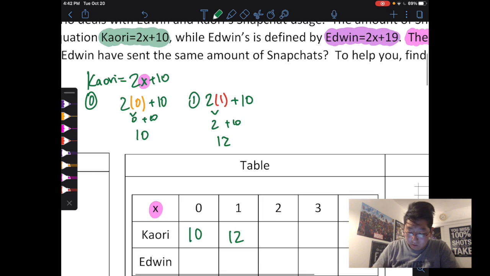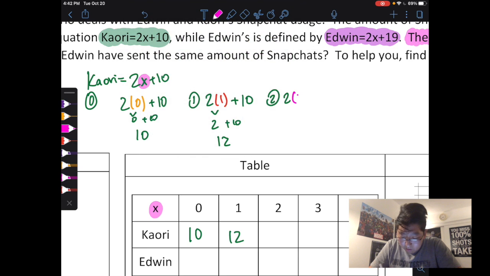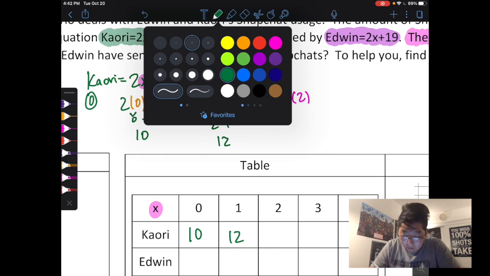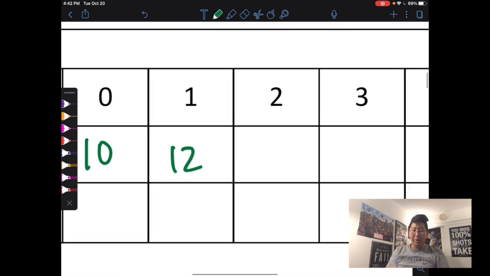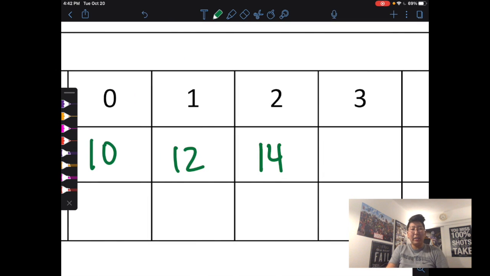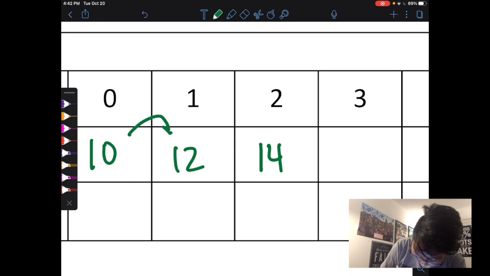How about in 2 hours? 2 hours. How many will he have sent? 2 times 2 plus 10. 2 times 2 is 4. 4 plus 10 is 14. Hopefully you're able to see a pattern, right? How many is he sending each hour? And hopefully you're able to see what's the difference. How much did he send from 1 hour to the next? It's plus 2. Plus 2.